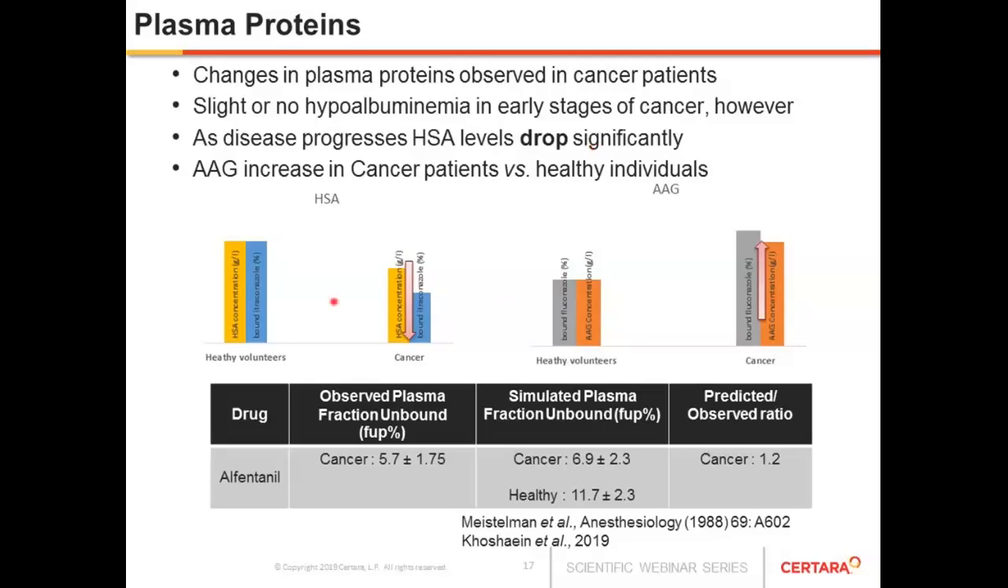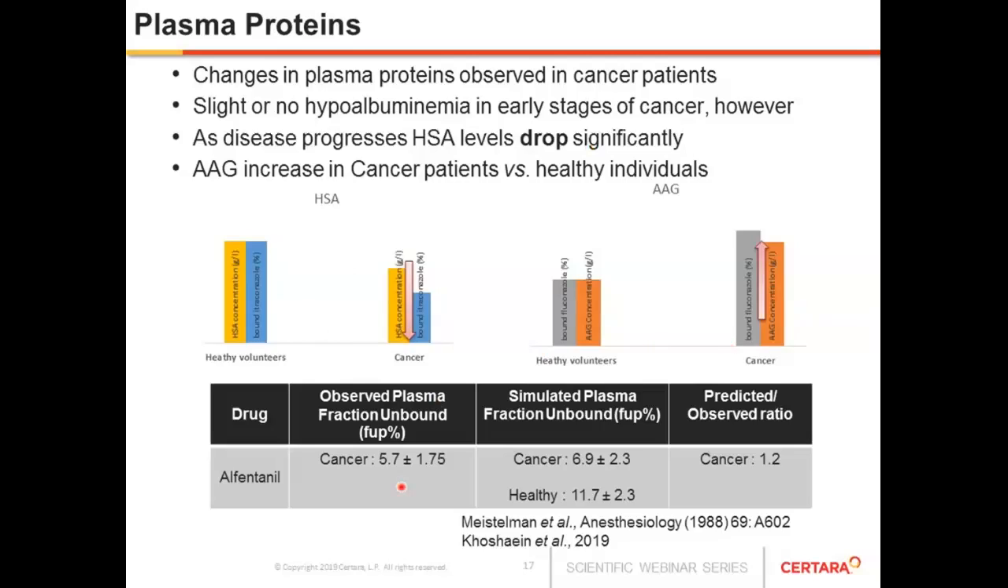So what I've shown here are two scenarios. So these are measured drugs in cancer patients and in healthy individuals. And what you can see is that the reduction of albumin results in a decrease in binding of itraconazole in this case. But for a drug such as fluconazole, which binds alpha-acid-glycoprotein, when this increases, obviously the amount of bound drug increases. And that in turn will have impacts on the amount of drug available for, for example, metabolism.